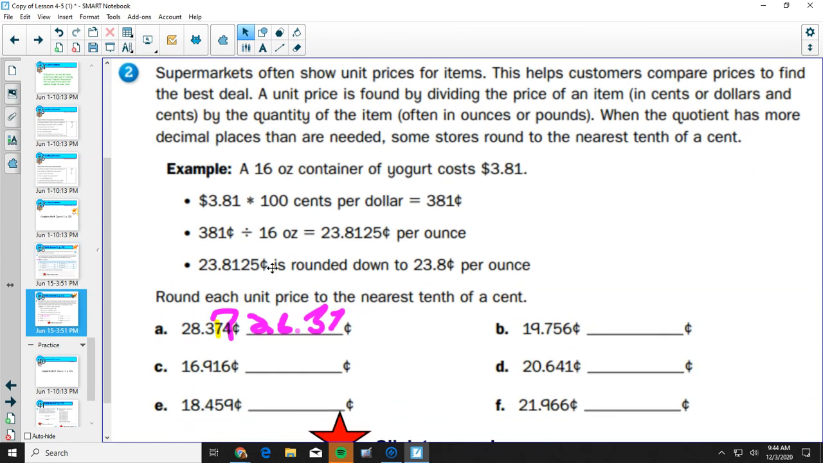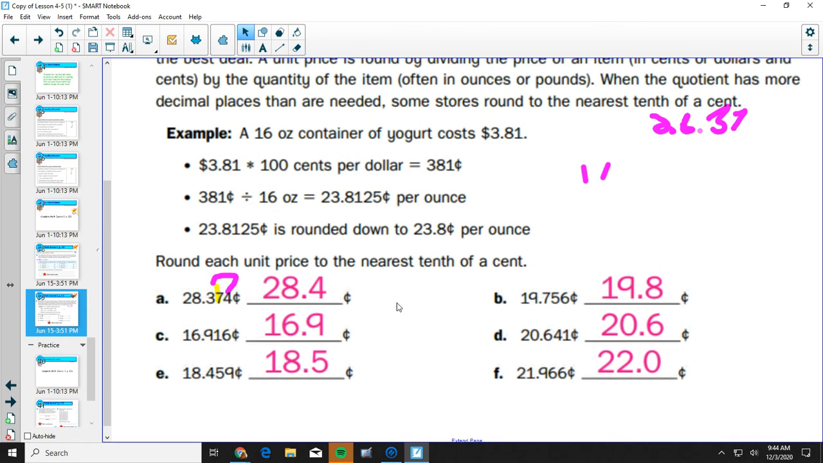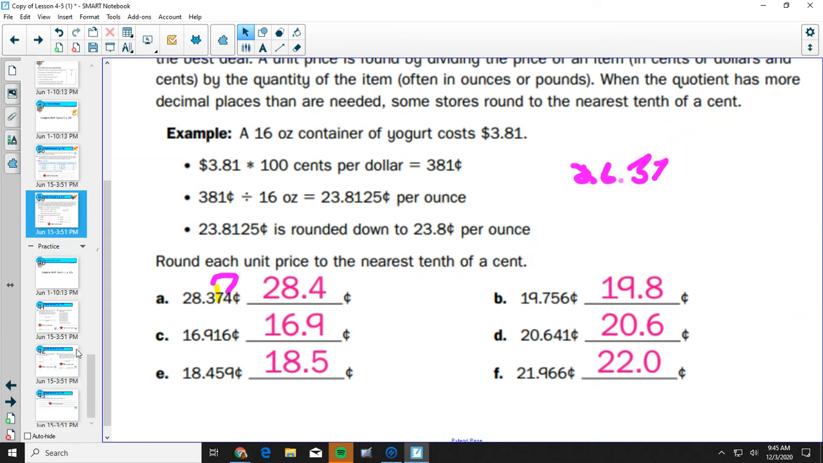And then number 2, let's move these out of the way. Okay, we've got 20 and 4/10, 16 and 9/10, 18 and 5/10, 19 and 8/10, 20 and 6/10, and 22 solid. I made an error in A because I did not pay attention to the instructions. So make sure that you are paying attention, because this time it says the tenths place, not the hundredths. So you can see here, my error was I rounded it to the hundredths, and we were supposed to round it to the tenths. So hopefully you caught my error while you were working.